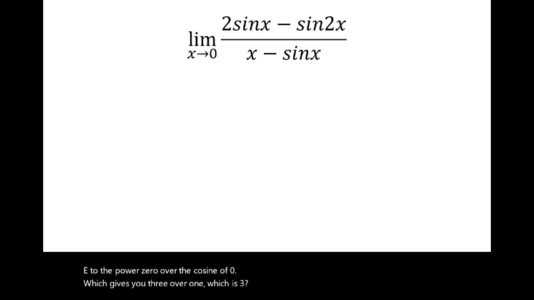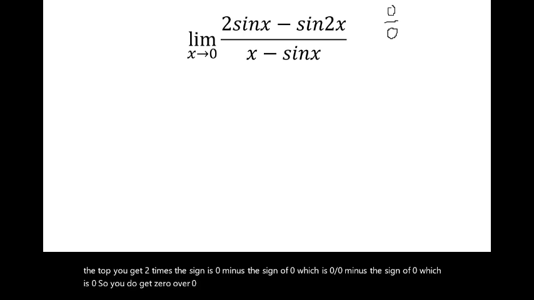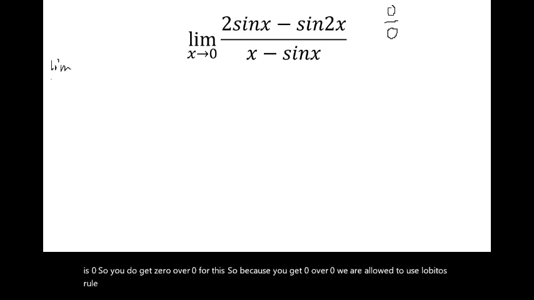So for this next one, keep in mind, anytime you take a limit, use direct substitution first. So direct substituting 0 into the top, we get 2 times the sine of 0 minus the sine of 0, which is 0, divided by 0 minus the sine of 0, which is 0. So you do get 0 over 0 for this. So because you get 0 over 0, we are allowed to use L'Hopital's rule. So we're going to go ahead and use L'Hopital's rule for this.